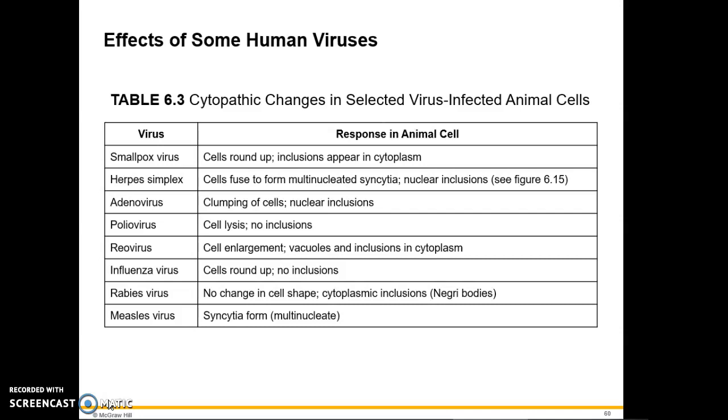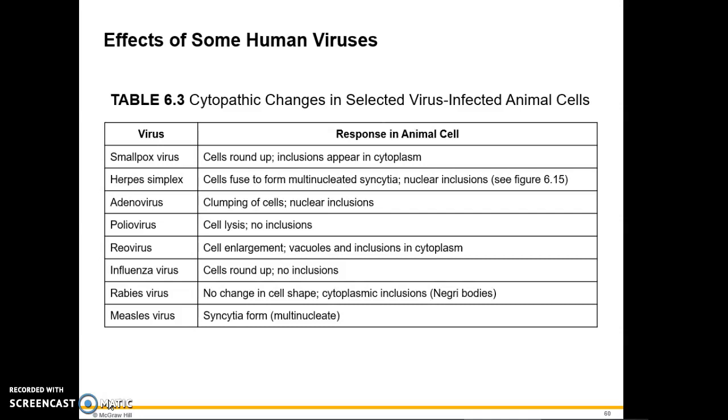Adenovirus causes cell clumping and nuclear inclusions. Poliovirus causes cells to lyse but does not have inclusions. Reovirus causes cell enlargement and vacuoles and inclusions to form within the cytoplasm. The influenza virus can cause the cells to round up, but it does not cause inclusions to form.